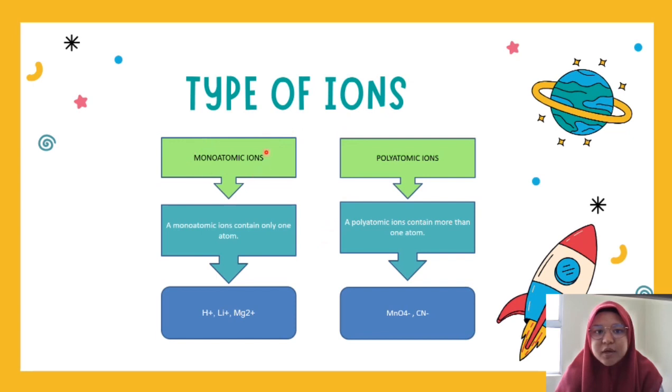So we have monoatomic ions and polyatomic ions. Monoatomic ions contain only one atom. So this is an example of monoatomic ions. Next, polyatomic ions. A polyatomic ion contains more than one atom. This is an example of polyatomic ions.